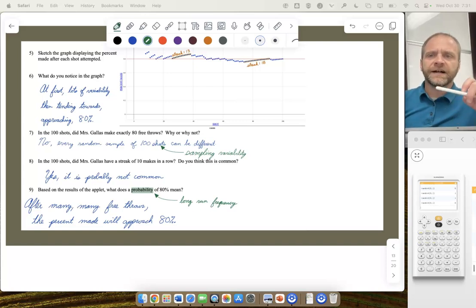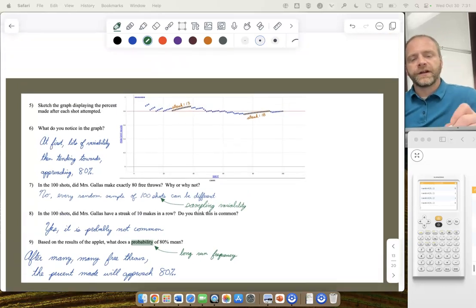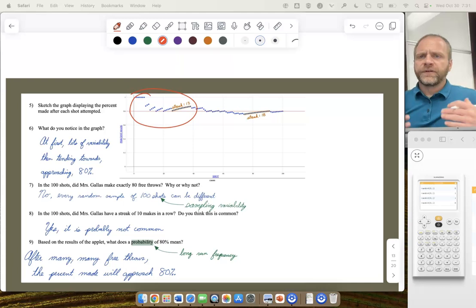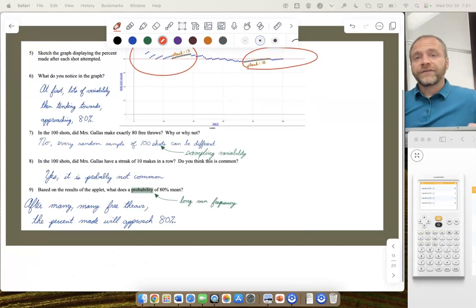And this is the question of what does probability mean? Probability is the long run frequency. What's going to happen in the long run? It's not what's going to happen in the short run. In the short run, we have unpredictability. But in the long run, it's very predictable. So after Mrs. Gallus takes many free throws, the percent made is going to approach 80%. So that is actually the definition and how we're going to interpret probability in this lesson.